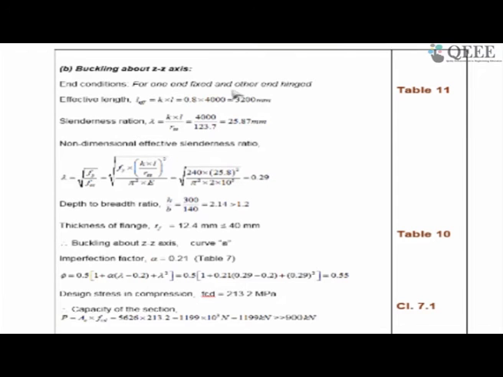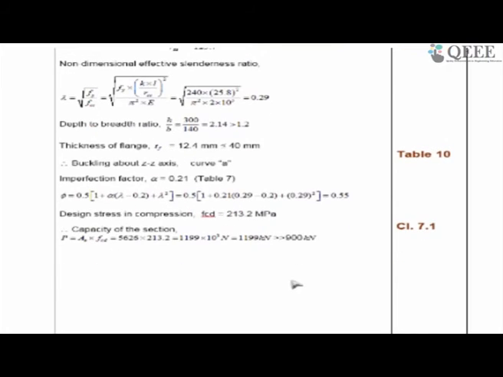End condition, one end fixed, other one hinged. So K from the table is 0.8, and 0.8 into 4000 is 3.2 meters long. Slenderness ratio corresponding is 25.8. Lambda we can calculate. Then based on depth to width ratio we check. Thickness of flange TF is less than 40. So for that, these two conditions from table 10, we take curve A, buckling of a hot rolled I section about ZZ axis, curve A, corresponding imperfection factor.